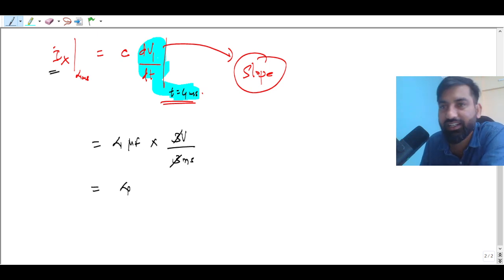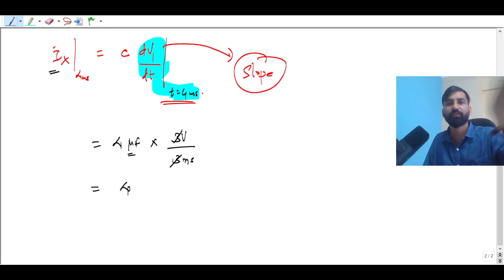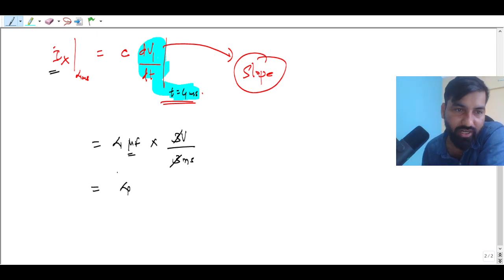And this is a current, it means it should be in milliampere or something. So this is micro, and this milli goes up, right? This milli goes up, okay? So it becomes kilo, right? So this will be nothing but 4 milliampere, right? I believe this is fine.